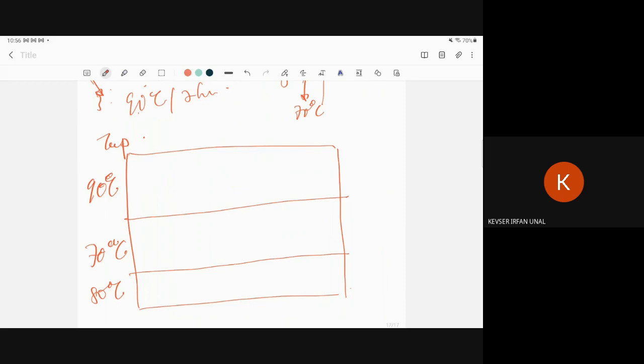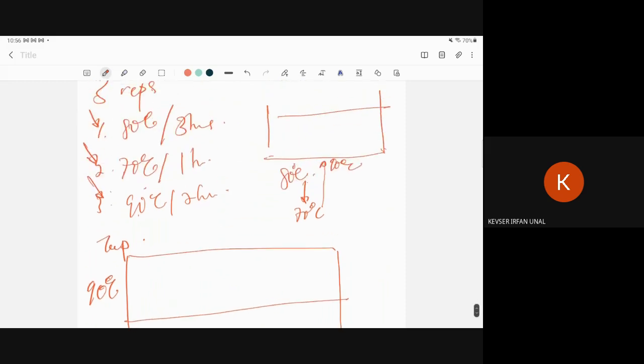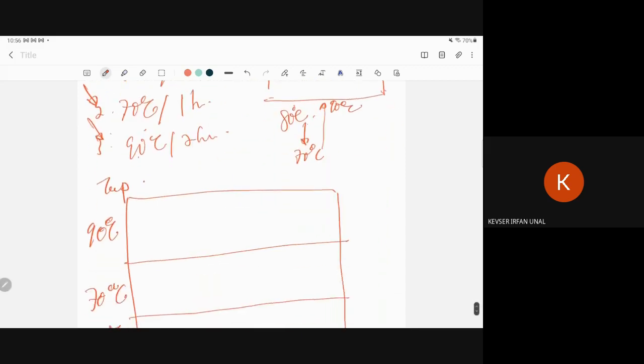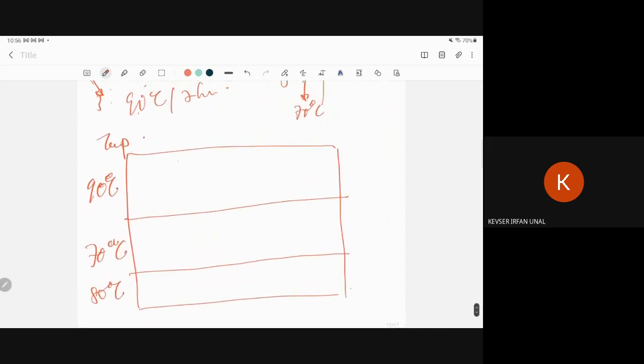So this is your whole plot. And then your split plot will be your time. This is your split plot. So it is 1, 2, 3 hours. So for each, you divide into 3. Which one is it, 1 hour, 2 hours, or 3 hours? You randomize. For example, you pick randomly, it comes out as 2 hours. So 2 hours here. Another one, 3 hours. Another one is 1 hour.